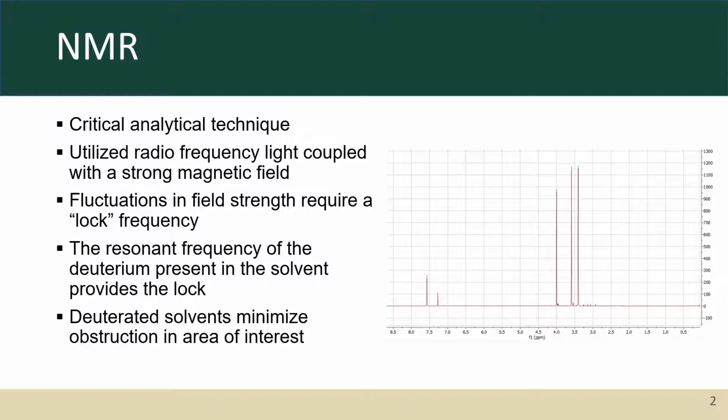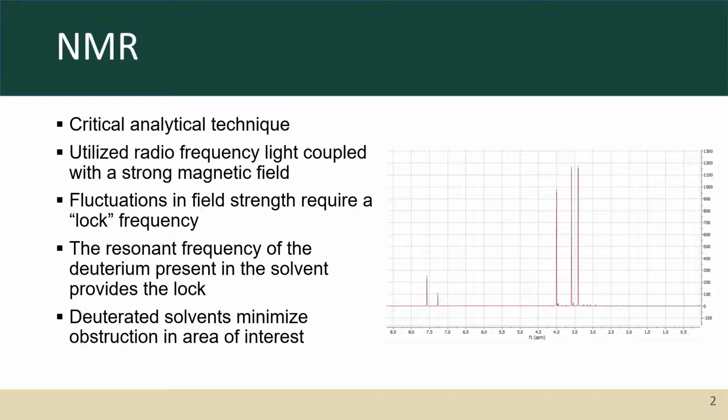And then radio frequency light that's resonant with the difference in energy of these two populations, which are governed by the Boltzmann distribution, is going to probe the molecular environment, and based on how shielded or deshielded each of the nuclei are, they'll show up at a different frequency.